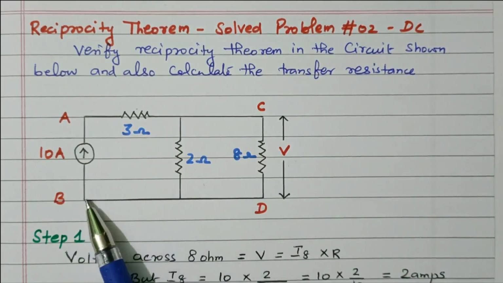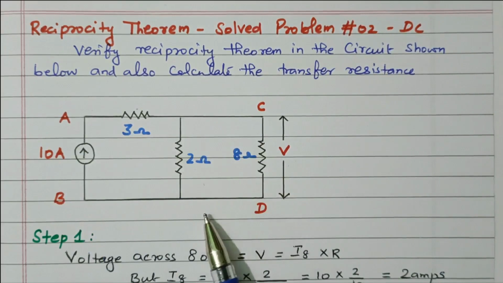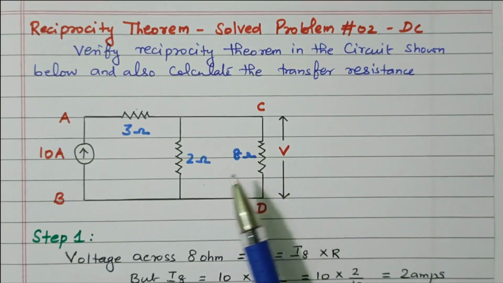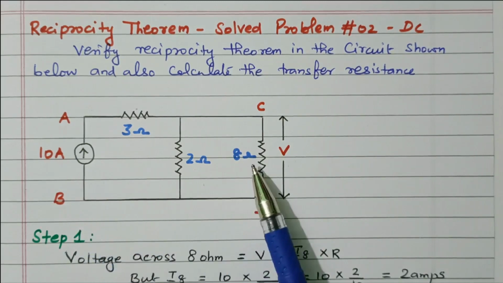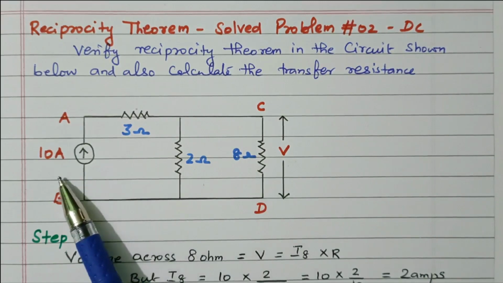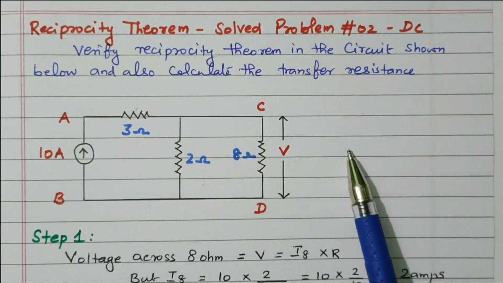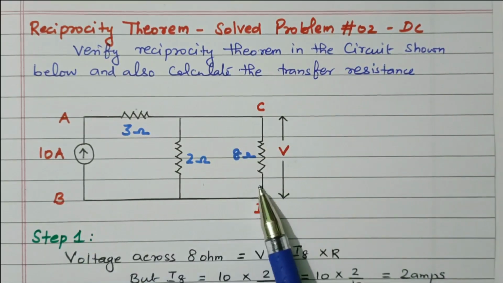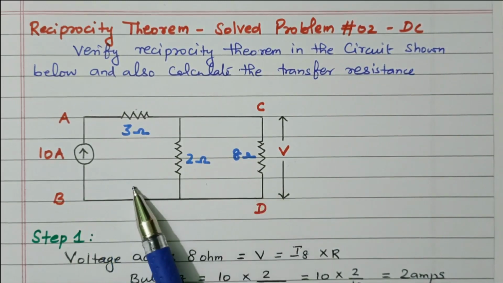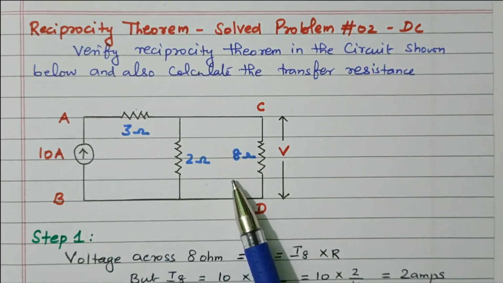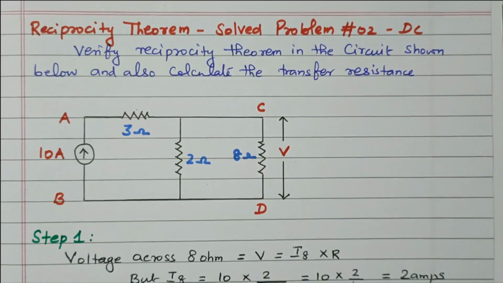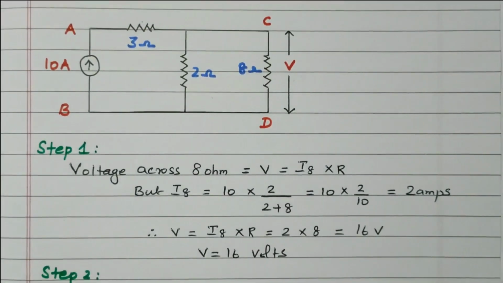In the first step we will proceed with the circuit as it is. We will find the V value. Then we will transfer the current source to the second branch and find the V in the first branch. So V divided by I will give the transfer impedance, right? First we'll proceed with the diagram as given. Branch 1 contains the current source, and in branch 2 we will find the voltage across the 8 ohm resistor. That is step 1.